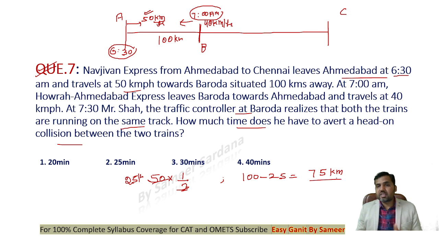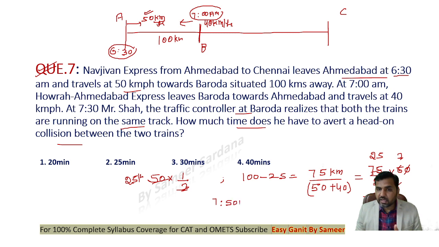Now this distance after 7 a.m. will be traveled by both trains. One train is running at 50, the other train is running at 40. So the combined speed will be 50 plus 40, because both of them are running in the opposite direction. A distance of 75 at a speed of 90 will be covered in this much time. You can convert it into minutes. 3 into 2, 3 into 3, 25. The total time taken would be 50 minutes. So the collision will be happening 50 minutes after 7. That means the collision will be happening at 7:50 a.m.